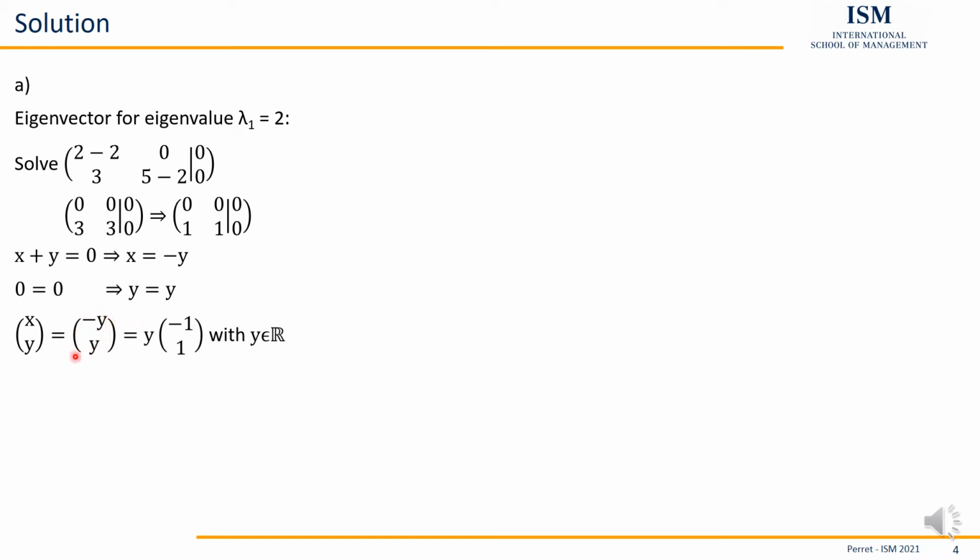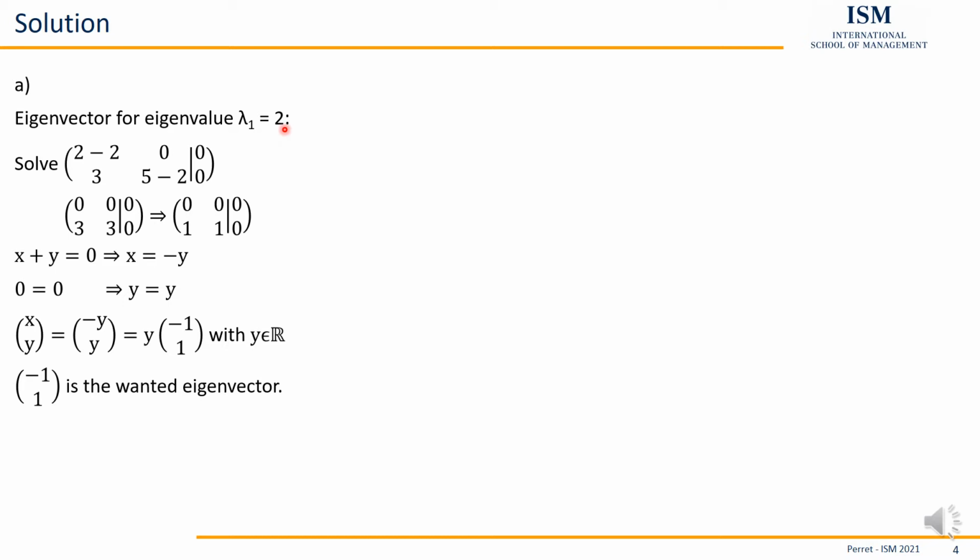If we take this solution vector, we can simply factor out the y, writing the y in front of this vector, leaving us here with minus 1, 1. This vector here, minus 1, 1, is actually the eigenvector we were looking for, for the eigenvalue 2.